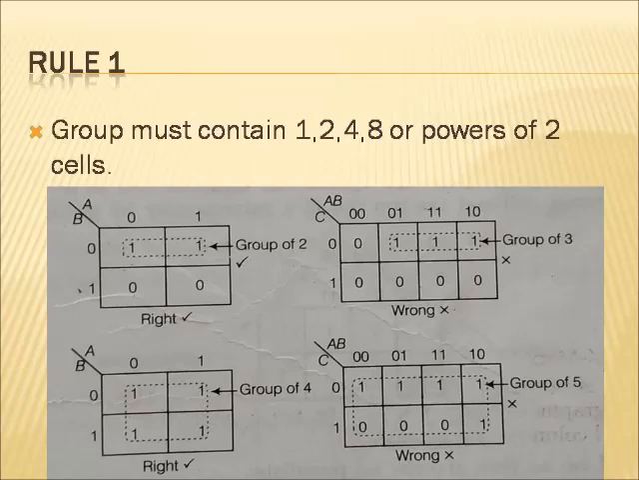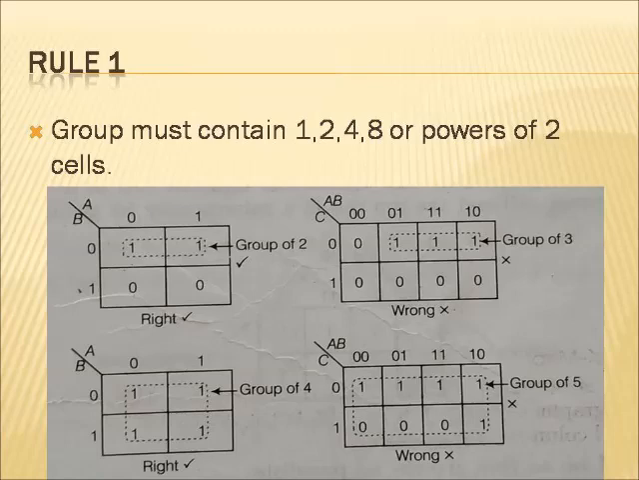And in the case of the second image, you can see there is a formation of 3. Actually a group of 3 cells is not allowed. And below that image you can see there is a formation of group 4. So group 4 is accepted, but group 5 is not accepted.